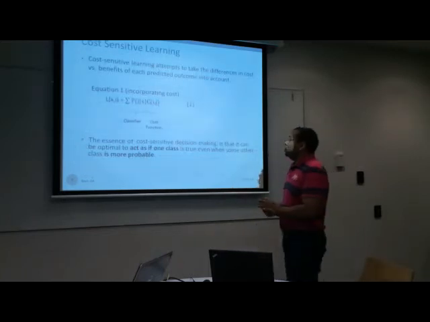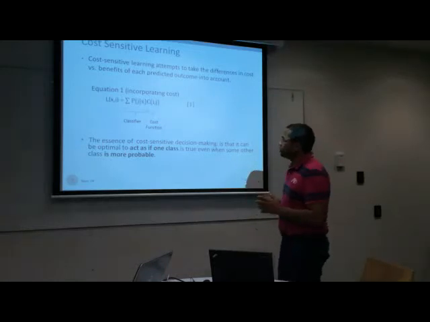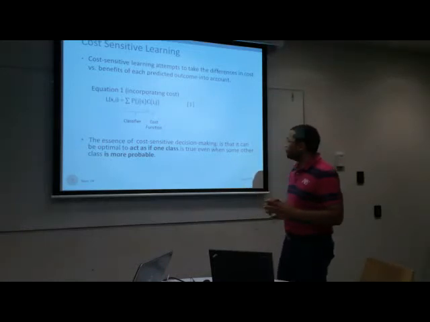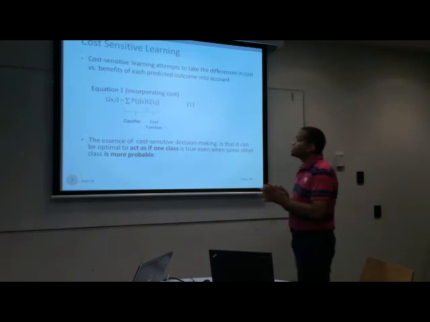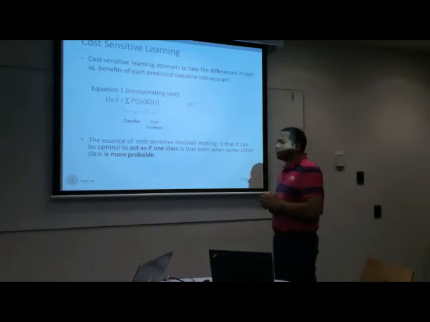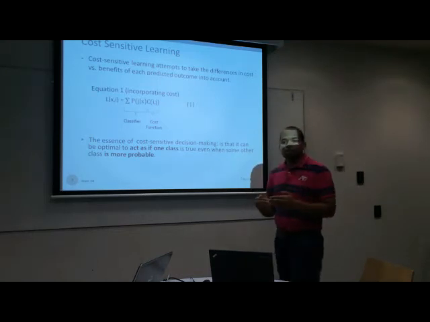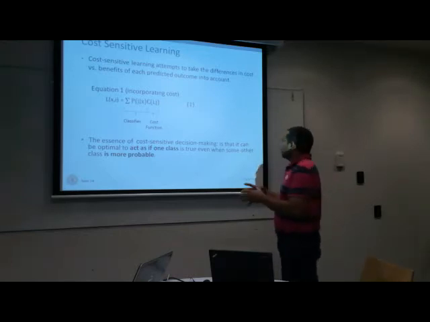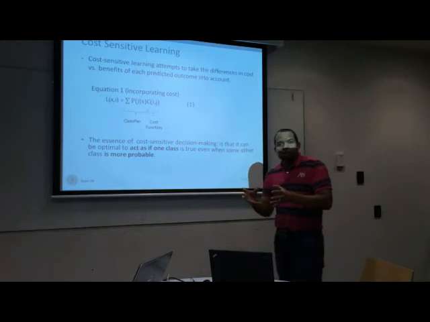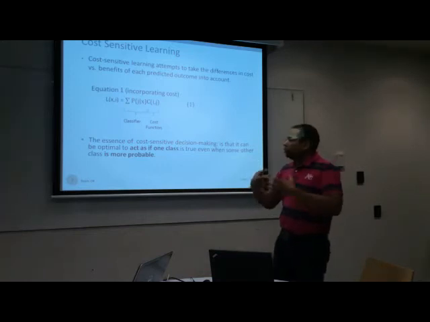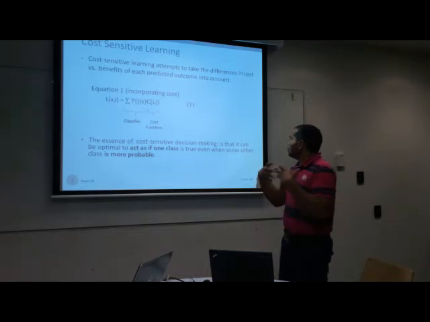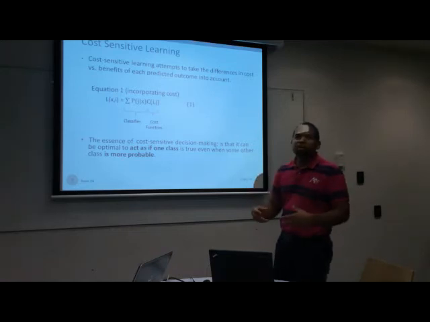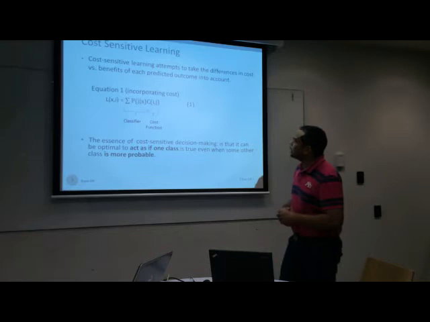Now, let's look at what cost-sensitive learning is. The essence of cost-sensitive learning, or cost-sensitive decision-making, is that it can be optimal to act as if one class is the case even when your probability estimates say that some other class is more probable. Now, how is that achieved?